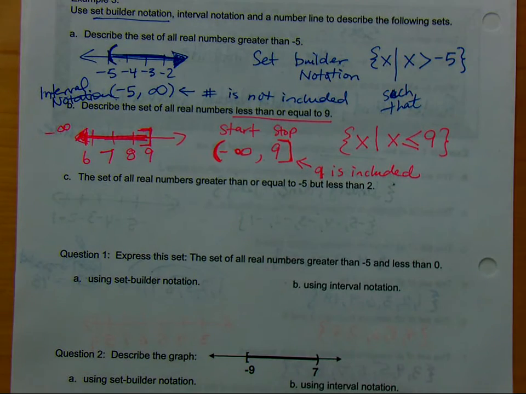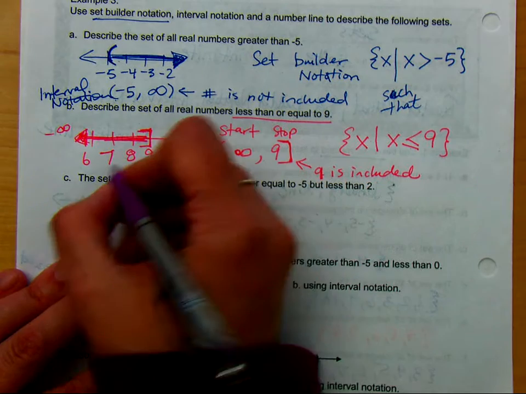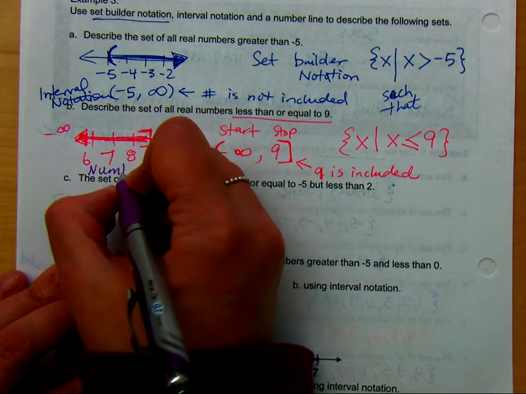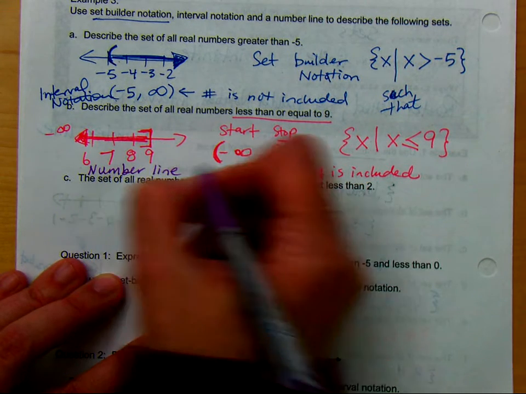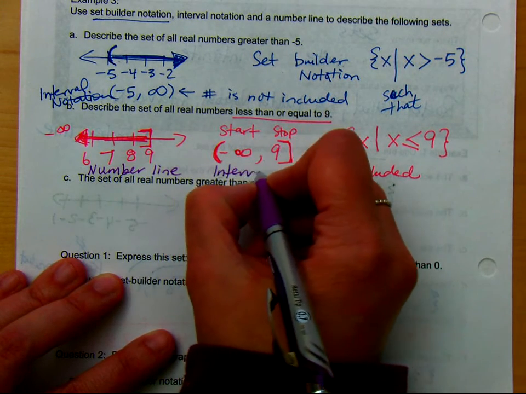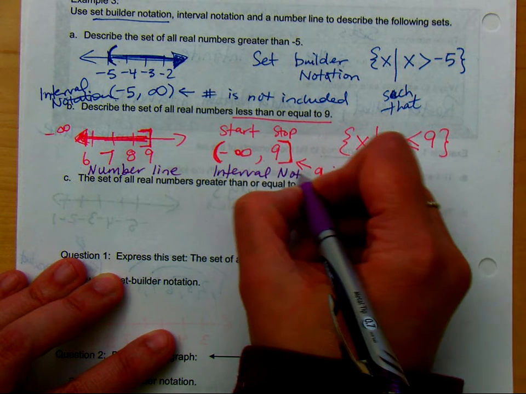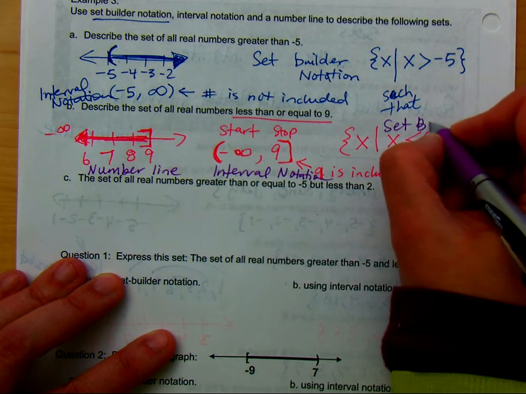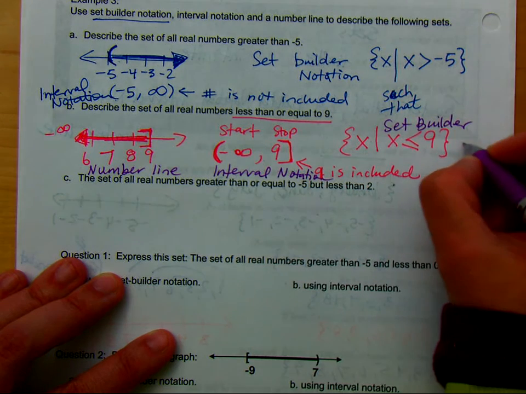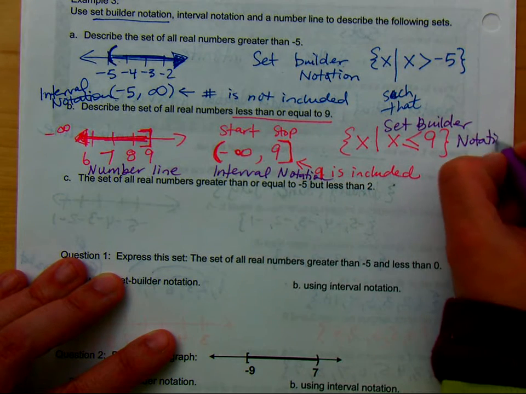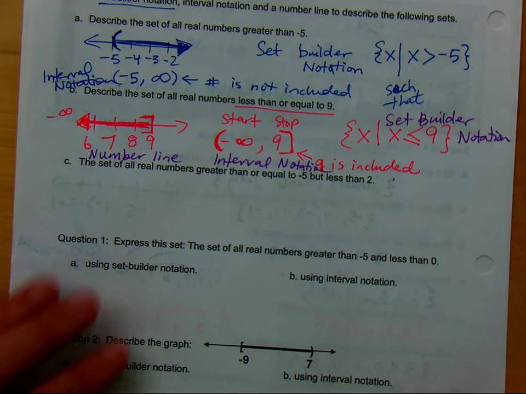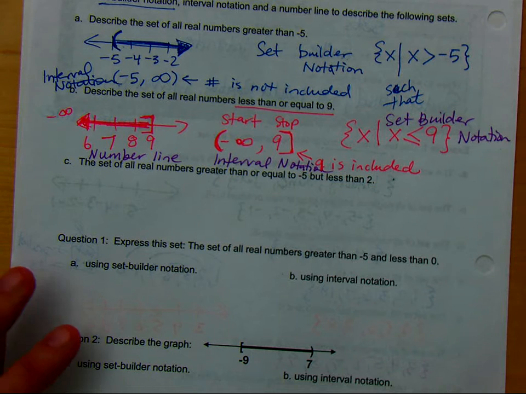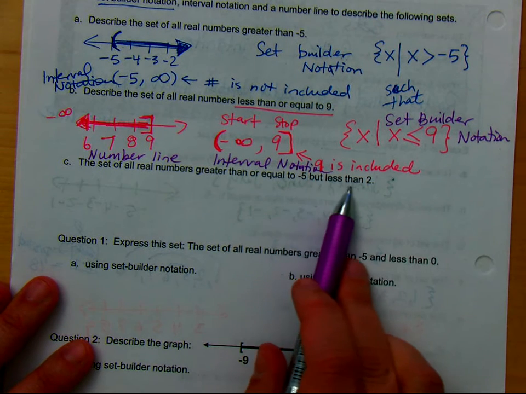So I have interval notation and set builder notation. Probably should write that down, huh? This is my number line, my interval notation, and my set builder notation.